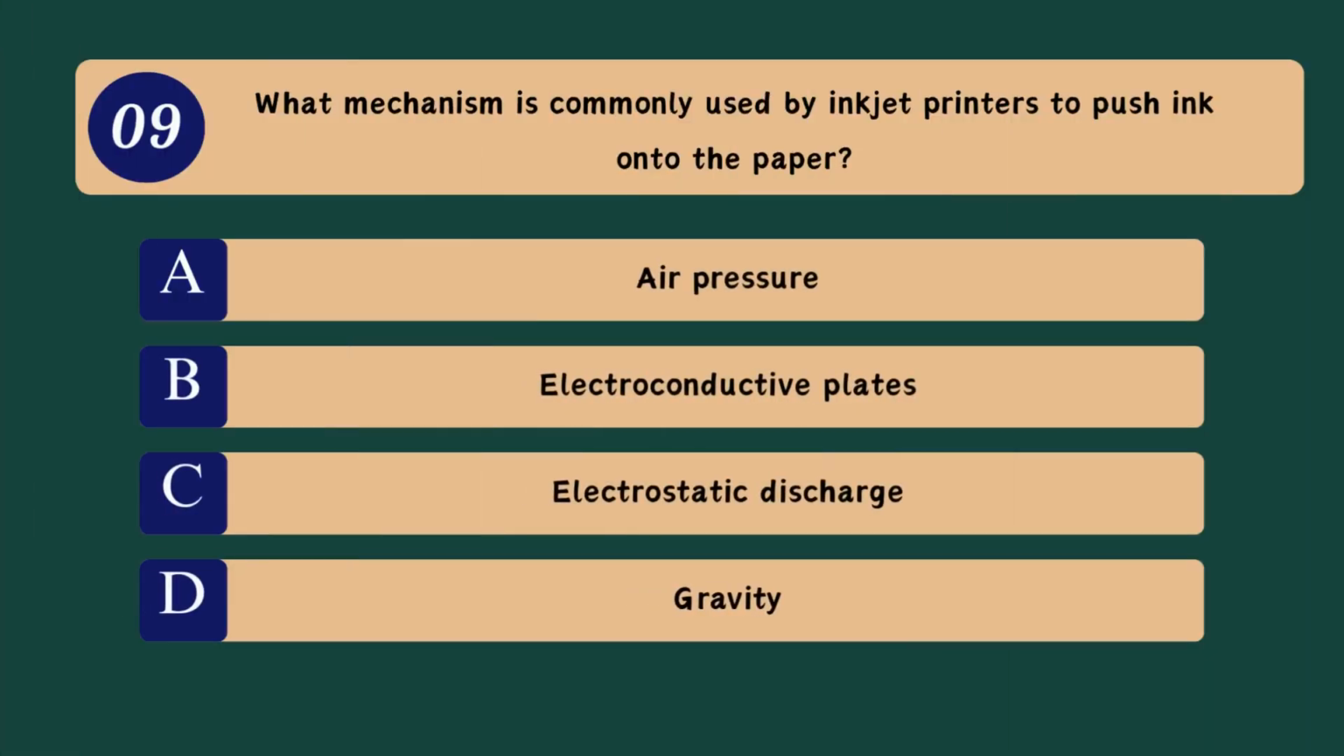Question 9. What mechanism is commonly used by inkjet printers to push ink onto the paper? A. Air pressure. B. Electroconductive plates. C. Electrostatic discharge. D. Gravity. Correct answer. B. Electroconductive plates.